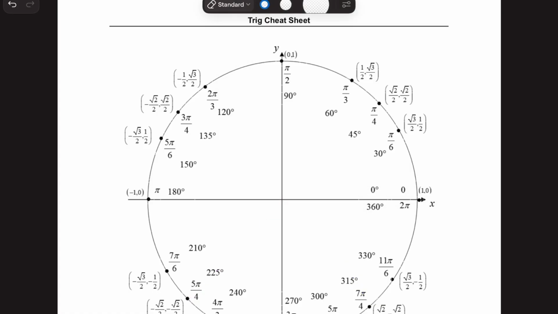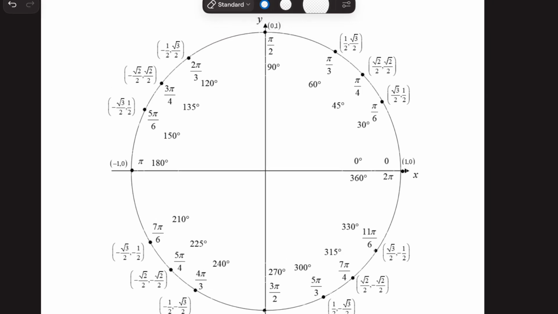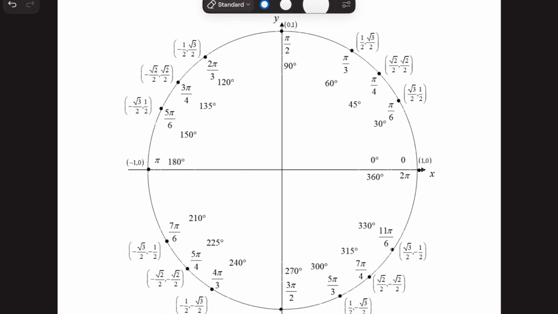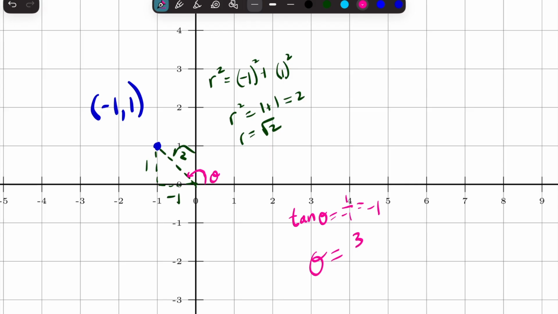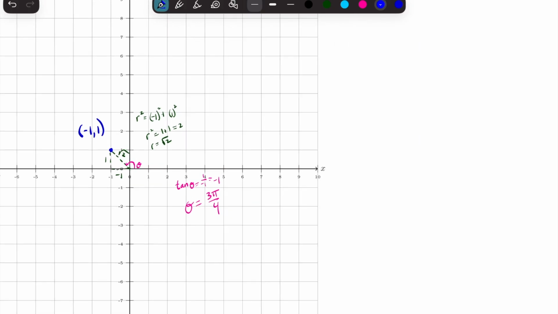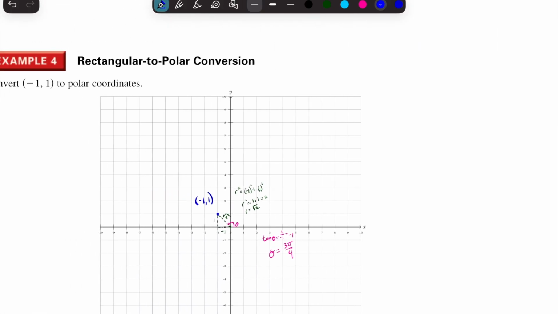All right, so we know we're in the second quadrant. We also know that, remember, tangent is sine over cosine, so it's y over x. So in the second quadrant, for tangent to be y over x, we need them to have the same value but opposite signs. Happens right here, right? So 3 pi over 4. My theta is 3 pi over 4. So finally, my equivalent polar form of this is going to be r, which is root 2, theta, which is 3 pi over 4. And that gets us to the same point.